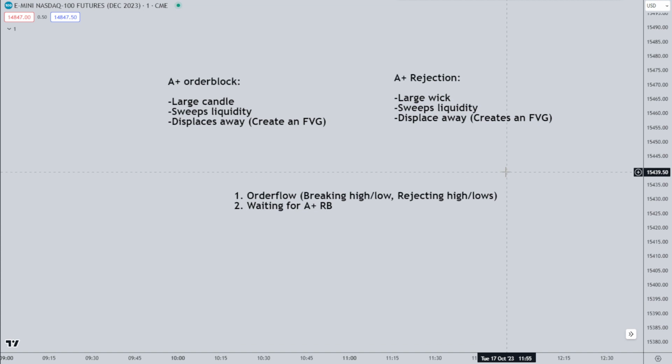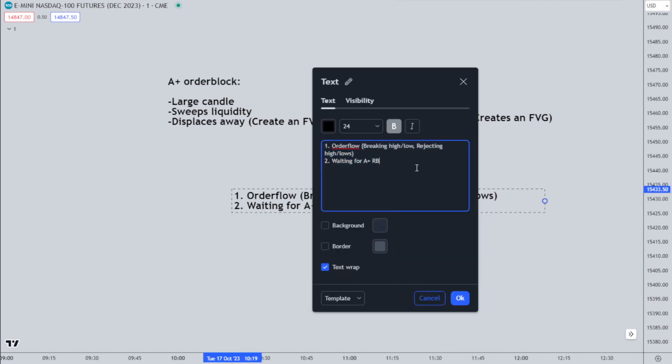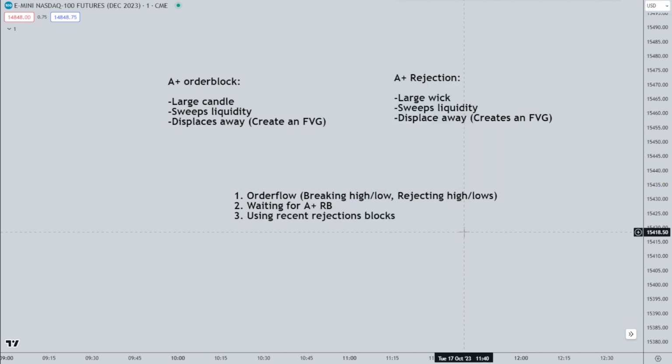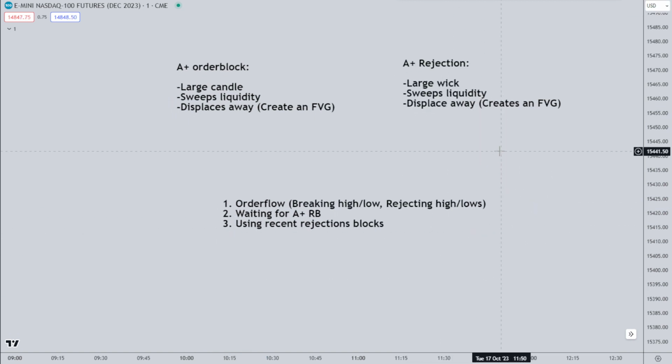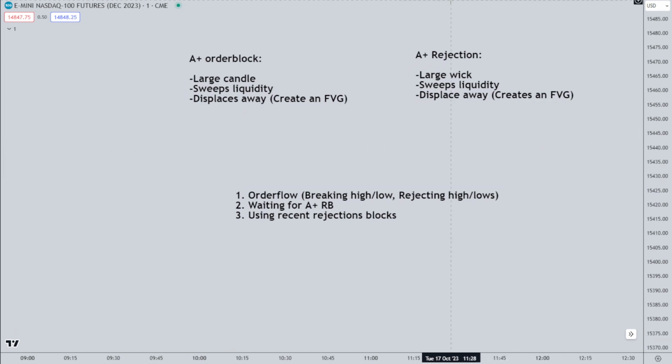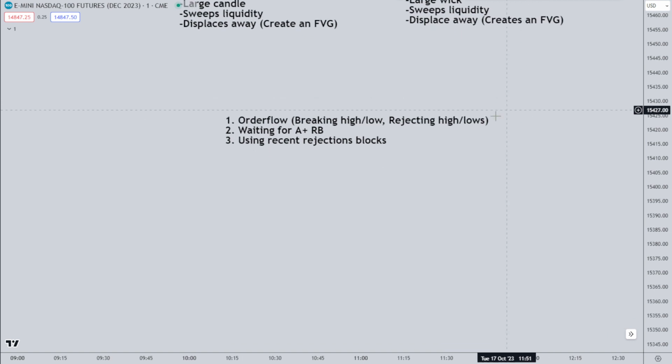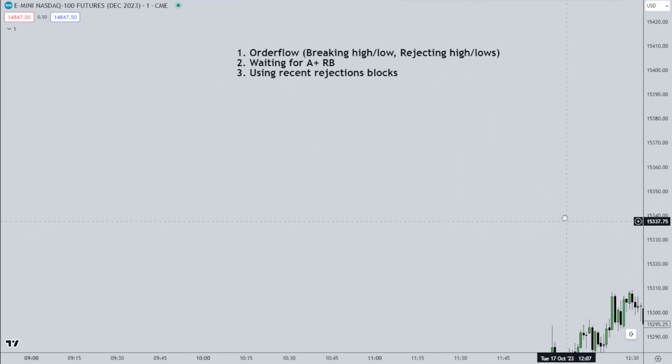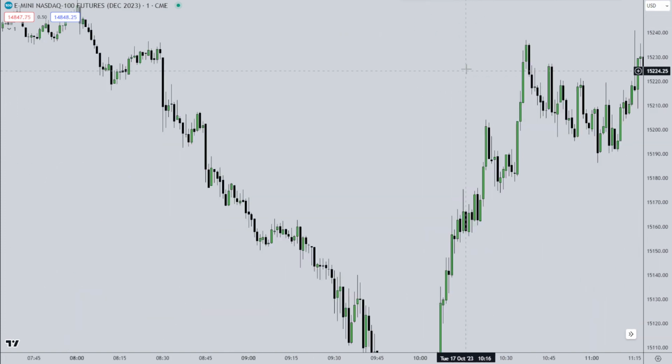And also, another tip for good rejection blocks is only using recent rejection blocks. I'll explain my logic behind this. I found this out based off my back testing and tape reading, right? That rejection blocks that instantly get tapped into are more likely to hold, basically.